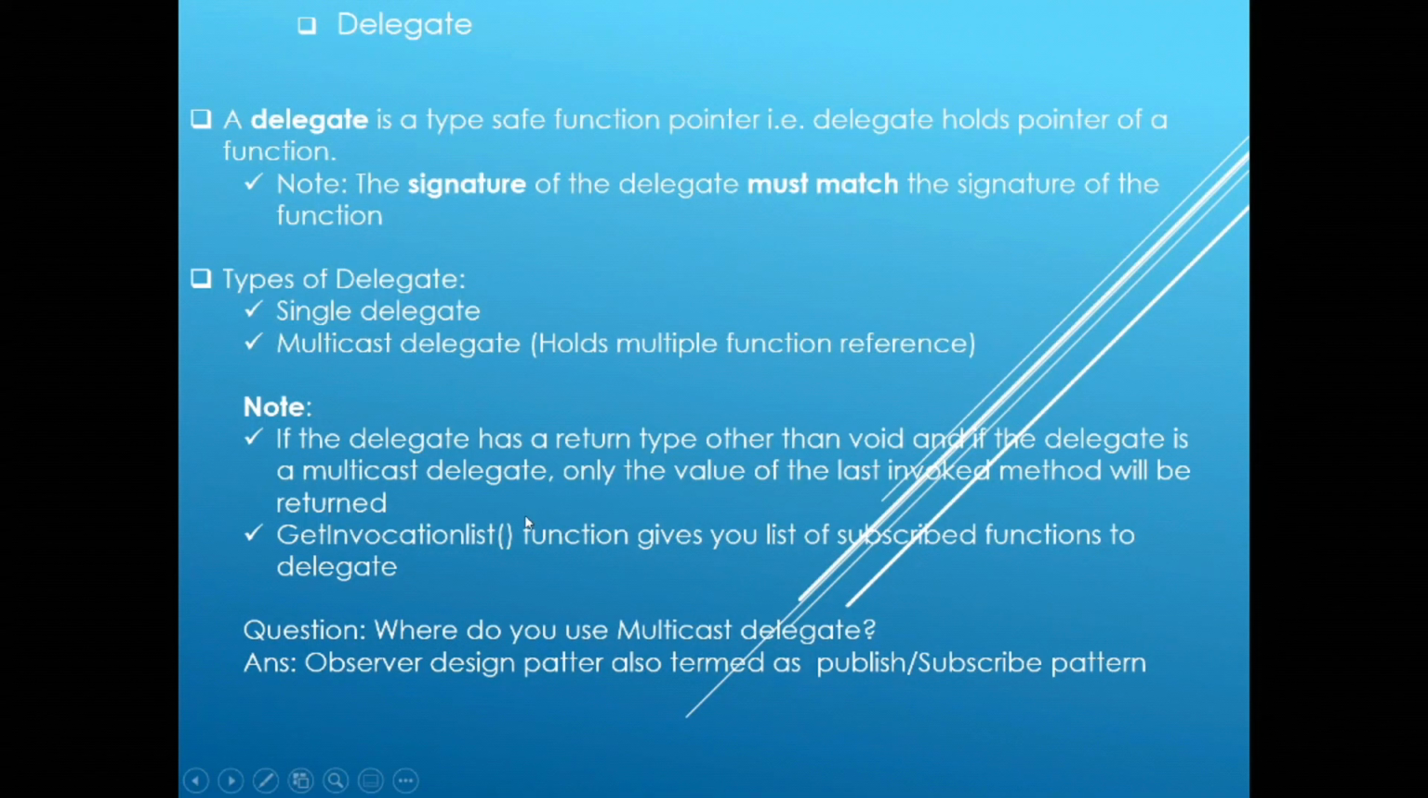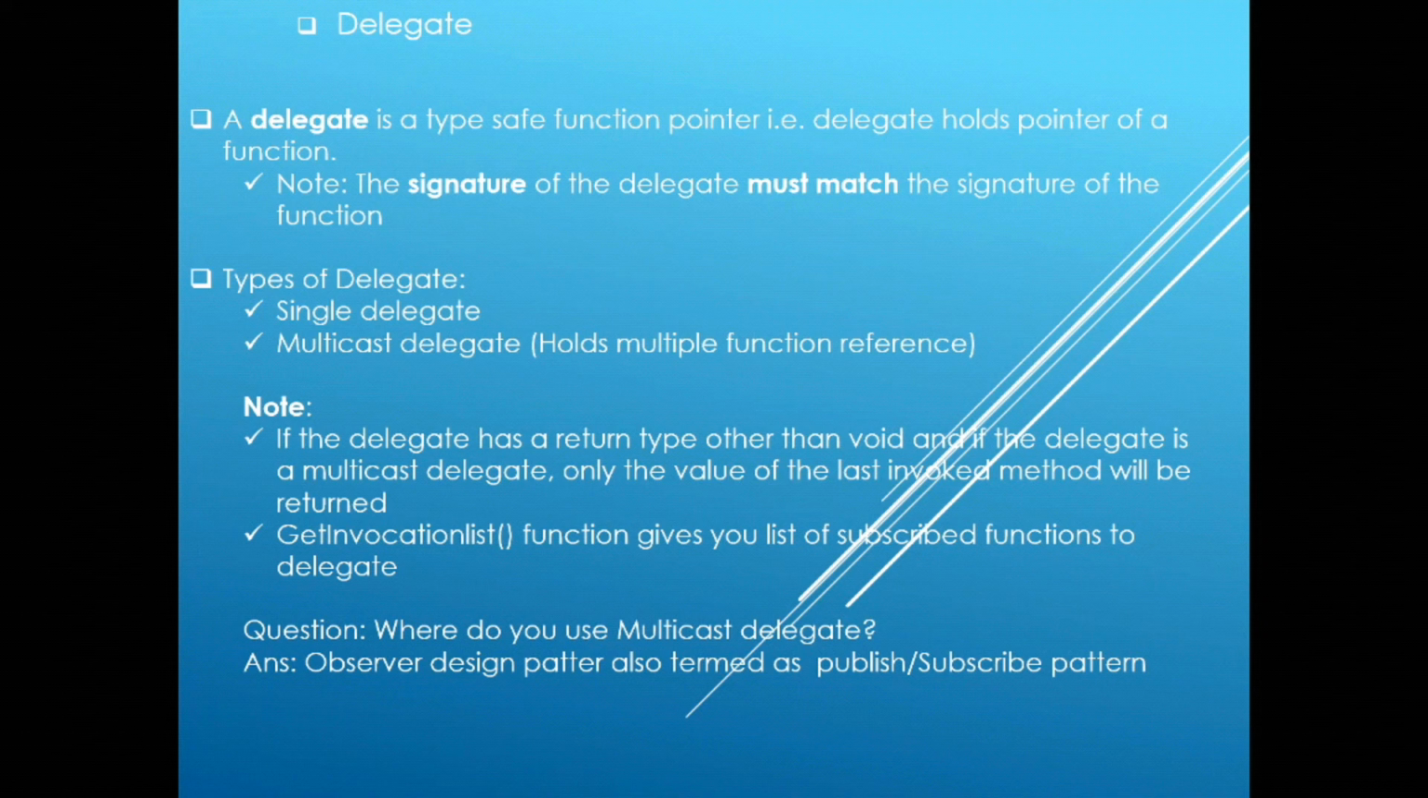Make a note that if delegate is multicast and return type is other than void, in that case only the value of last invoked method will be preserved. Delegate name dot get invocation list. This function gives you list of delegate array, and this delegate array can be iterated and methods can be called independently.